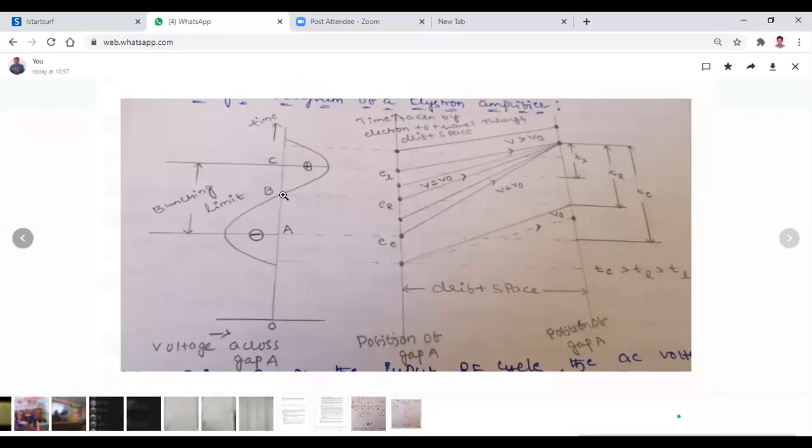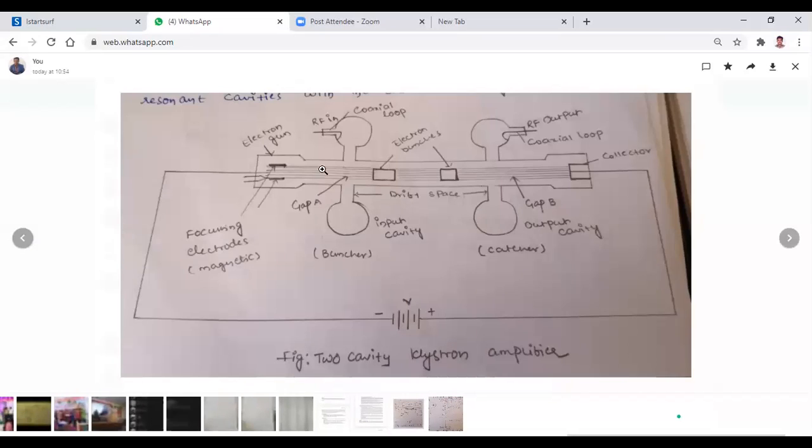So look at the point B. At point B, what is the voltage? What is the amplitude here? 0. Okay? At point B, voltage is 0. So see here, what happens? Listen carefully. Electrons are coming from the electron gun, moving like this. Suppose the electrons are coming like this actually.